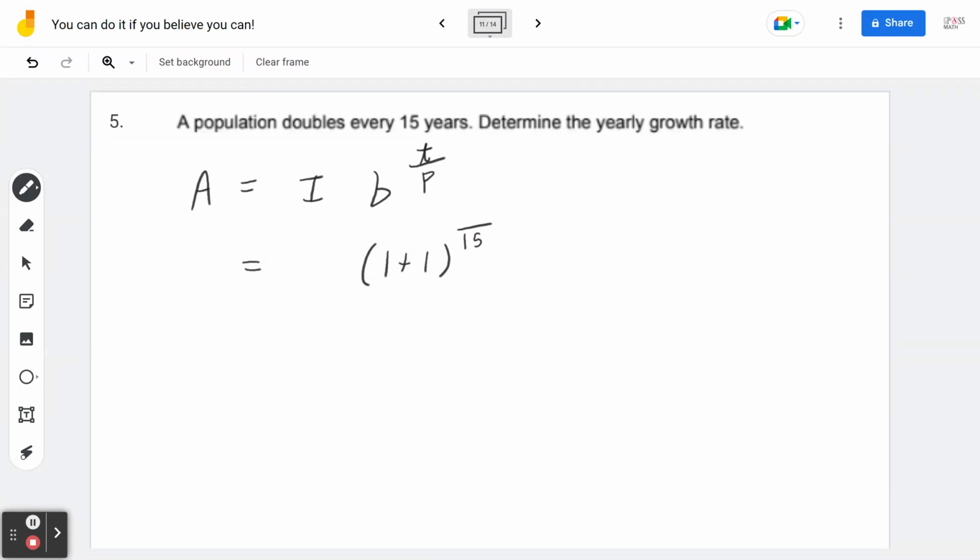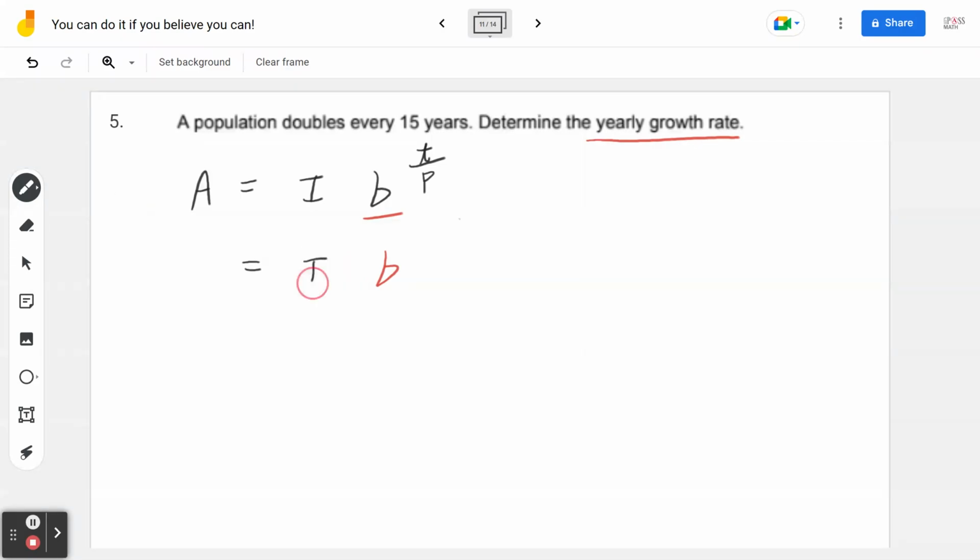Now, actually, let's go back. Nope, that's not true. I'm going to go back and translate this again. This double doesn't mean double in terms of the rate, because you want to find the rate. Yearly growth rate means you want to find the rate, so you're actually looking for B.